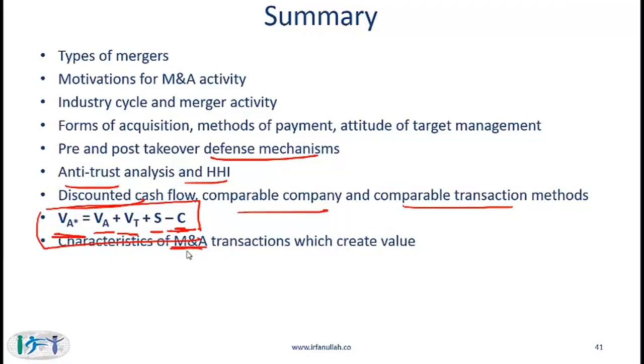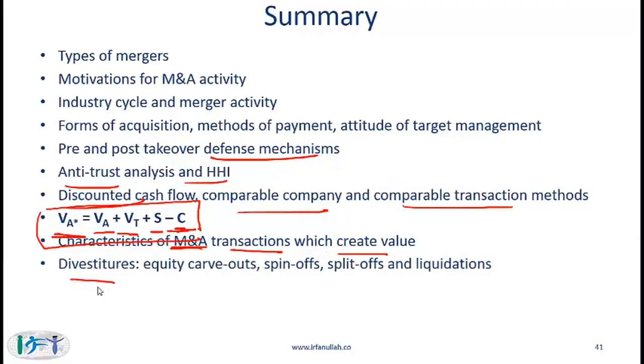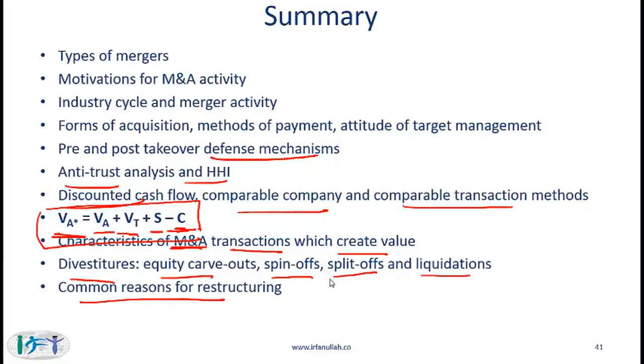Okay, characteristics of M&A transactions which create value. We talked about 3 or 4 characteristics. The buyer needs to be strong, and the buyer should not be overpaying. Those are the most important items. Then we talked about divestitures. This is where large companies become smaller, and ways of doing that include equity carve-outs, spin-offs, split-offs, and liquidations. Then finally, we talked about some reasons for restructuring. The big one often is to focus on the core competence of a particular entity.